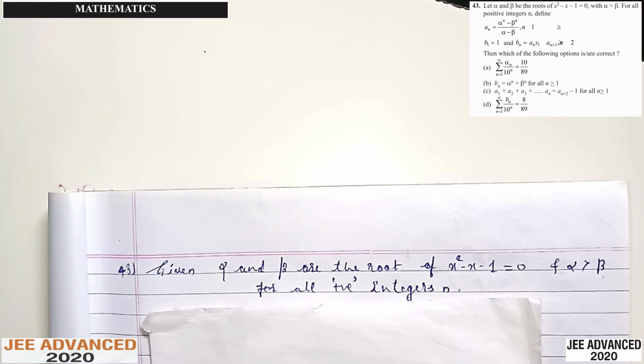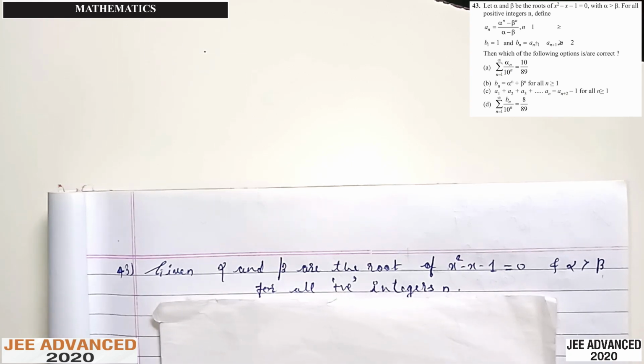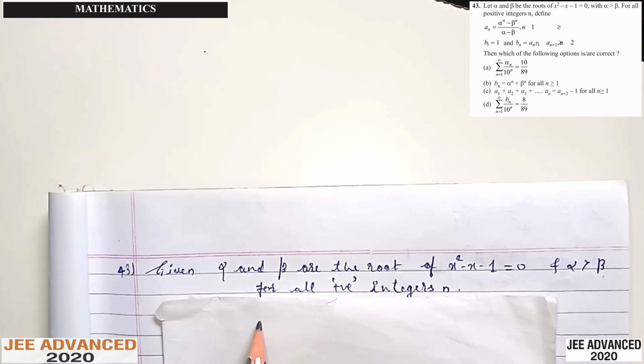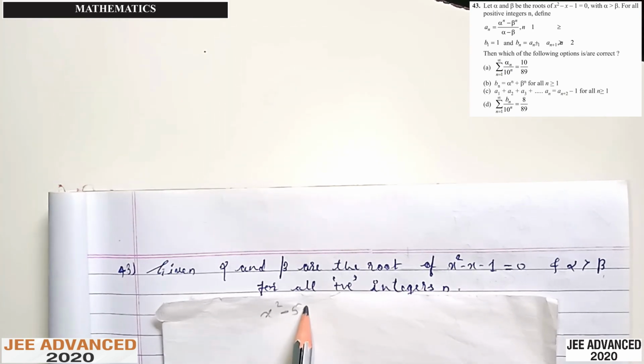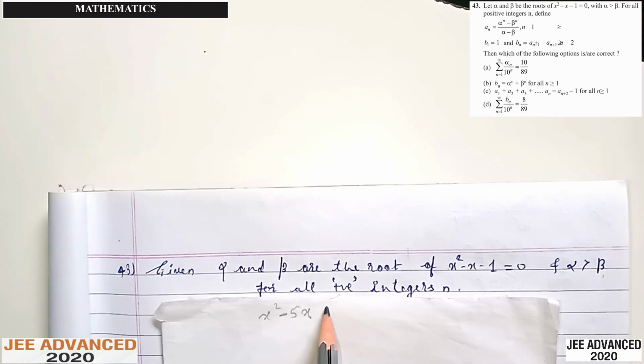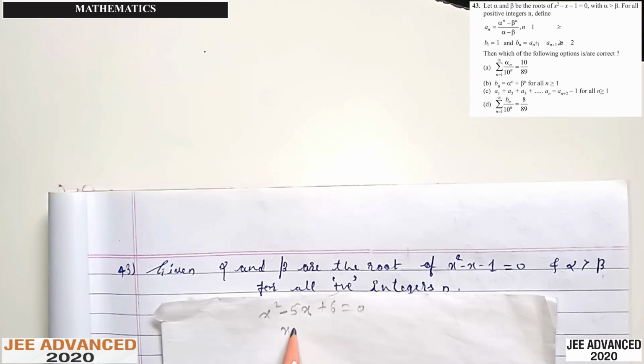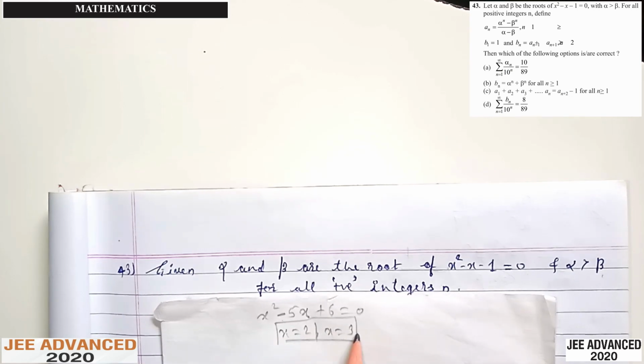Let me explain with one simple example of how a root can satisfy an equation. For example, consider x square minus 5x plus 6 equal to 0. If you find the roots of this quadratic equation, you will get x equal to 2 and x equal to 3. Both are the roots of our quadratic equation.